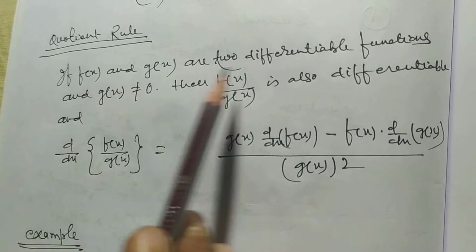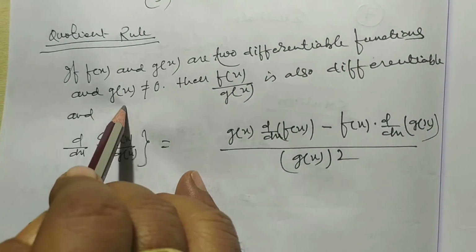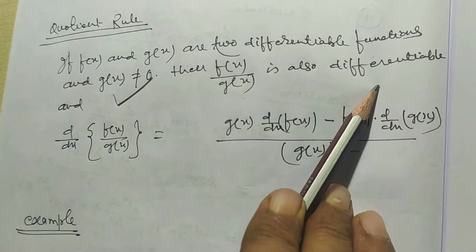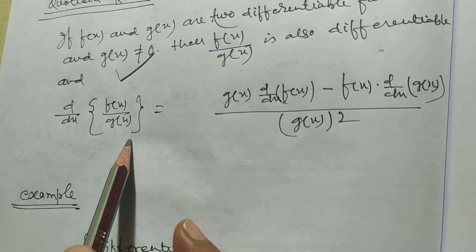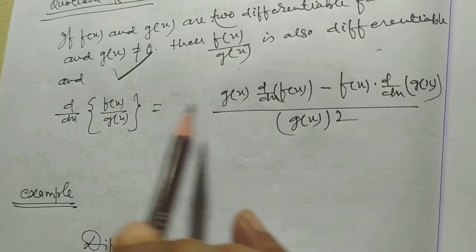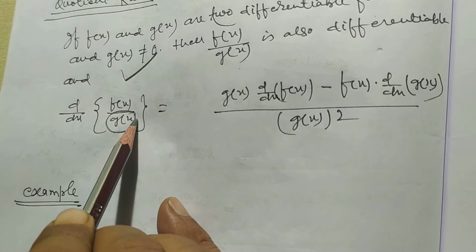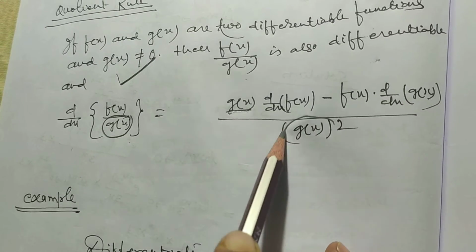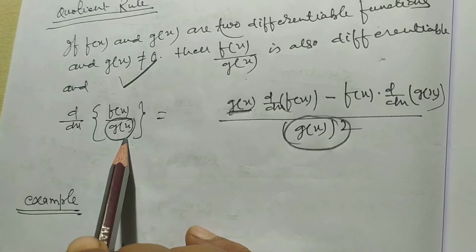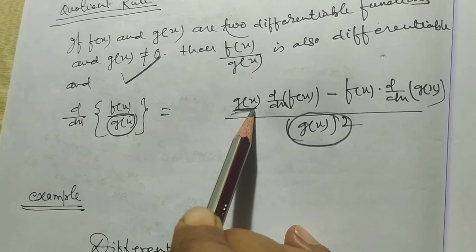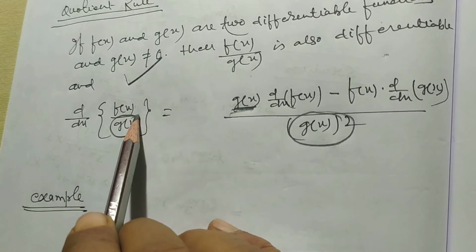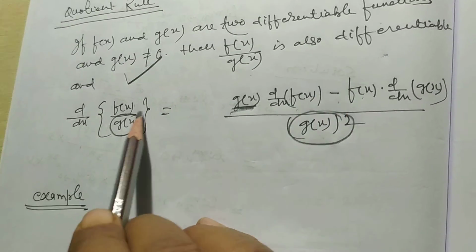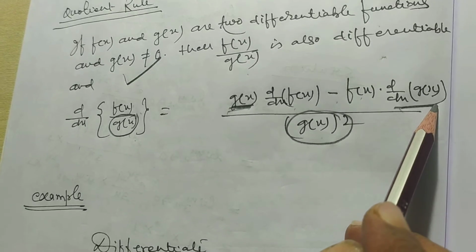If f(x) and g(x) are two differentiable functions and g(x) is not equal to 0, then f(x) by g(x) is also differentiable, and d by dx of f(x) by g(x) is equal to, see here g(x) is in the denominator, so first put the square of the denominator, g(x) square, and now leave the denominator, and d by dx of the numerator, minus f(x), now leave the numerator, and d by dx of the denominator.